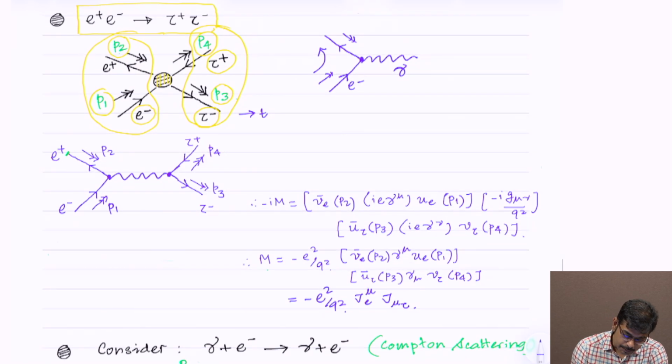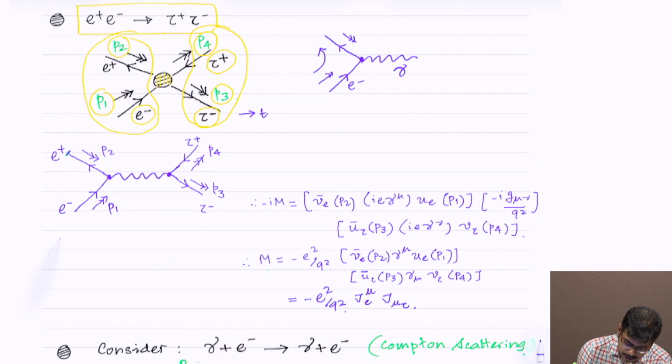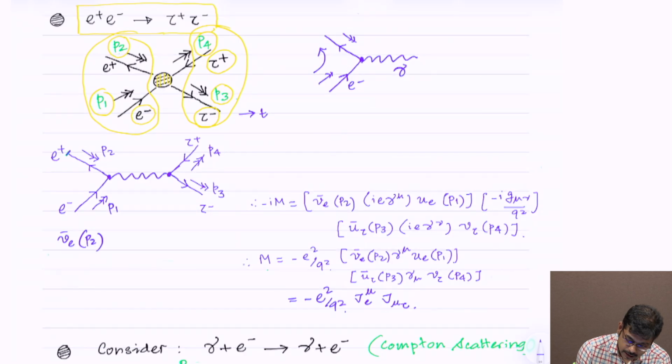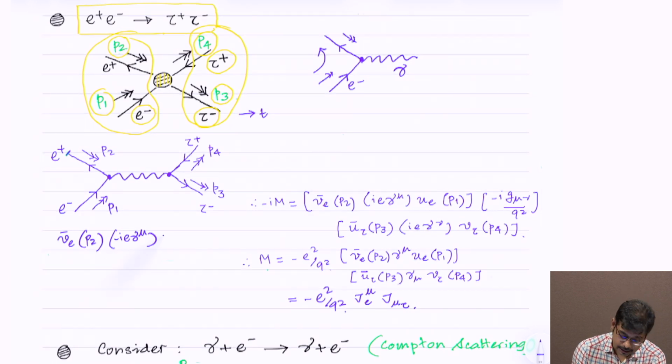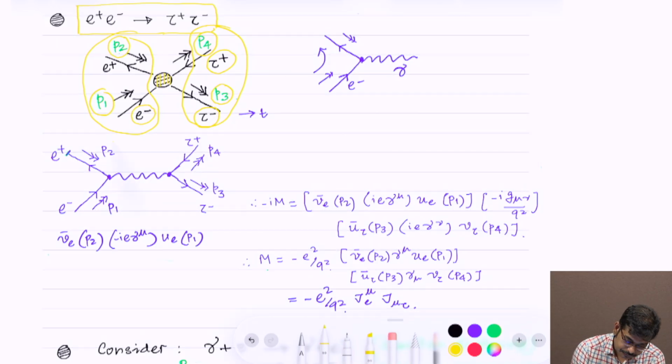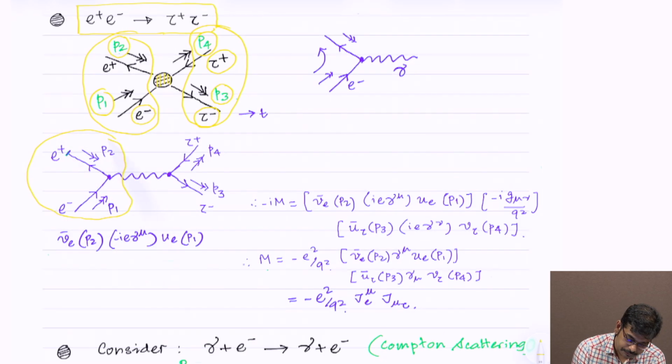So, first of all, tell me how to write this initial state, this thing. So, you have an initial state positron that will be defined by V bar E P2, and then the vertex factor minus I E gamma mu, and then the initial state electron or annihilating electron will be U E P1. So, this essentially defines this part of the graph. So, this is defined by this guy.